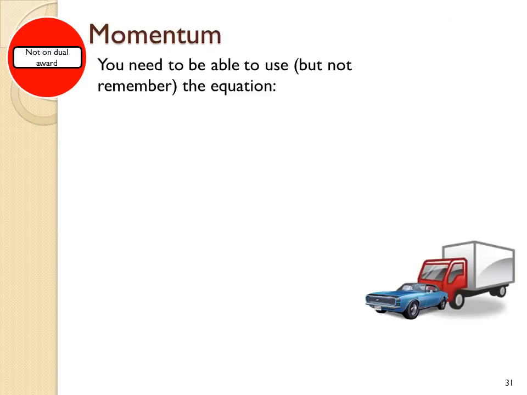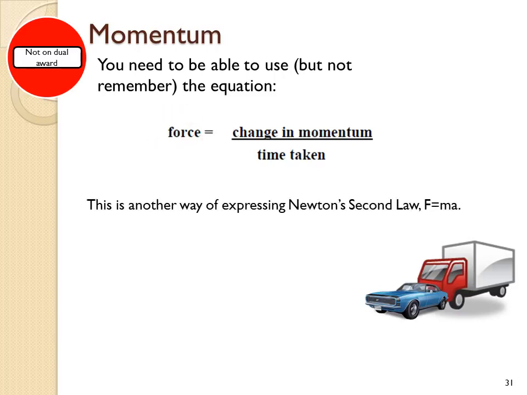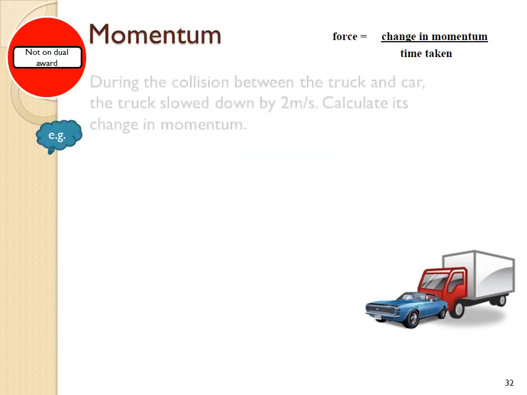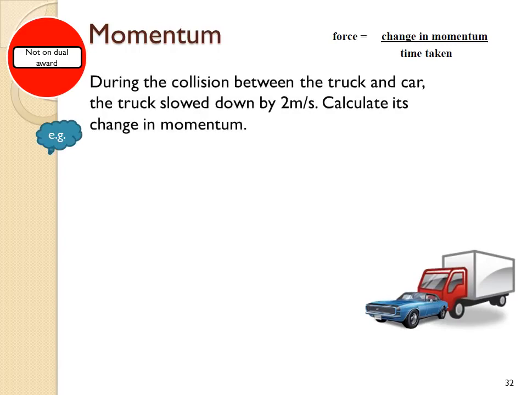Separate scientists need to be able to use the equation change in momentum over time taken is the force applied. This is printed on the exam paper. It's another way of expressing Newton's second law, F equals m times a. Let's put it in practice.